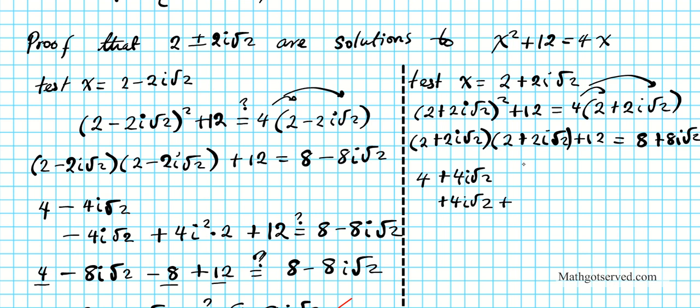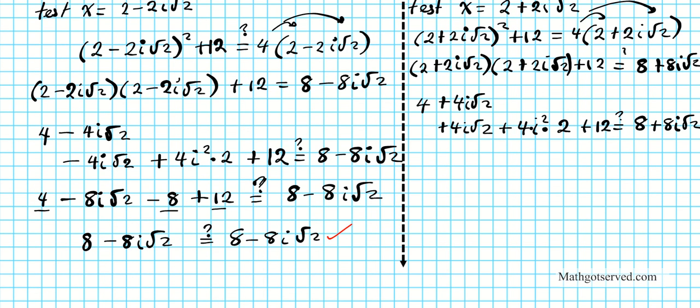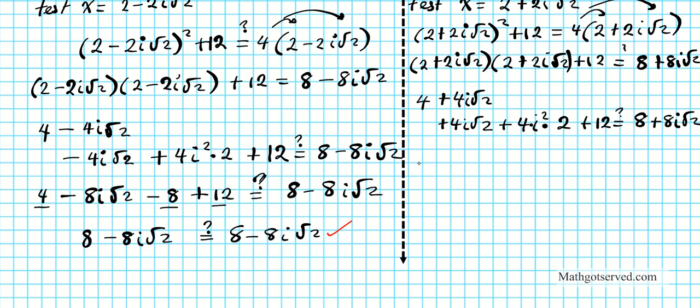2 times 2 is 4. I times I is I squared. Root 2 times root 2 is root 4, which is just 2. Or root 2 squared, and the squared and the square root cancel out, so you have 2. Let's not forget the plus 12. Question: is it equal to 8 plus 8I root 2? Is it? All right, so let's simplify further. We just bring down the 4. And then when we add this 2, we have plus 8I root 2.